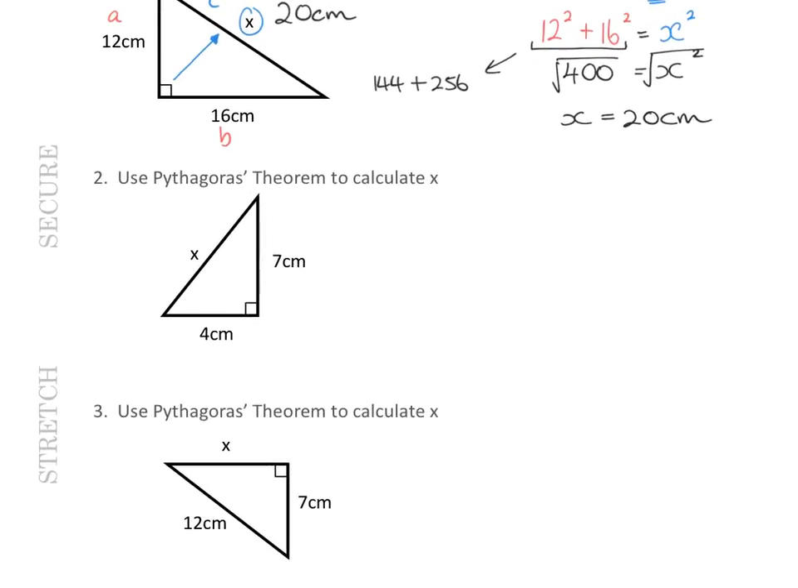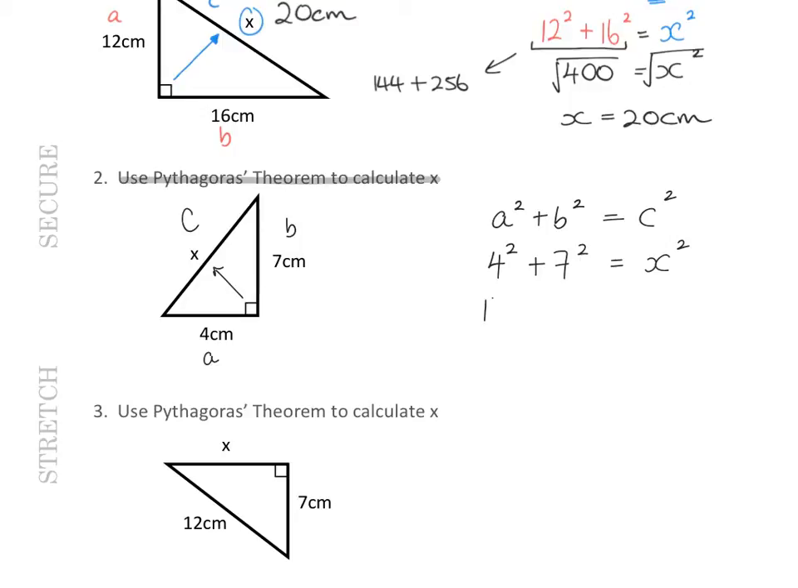Okay, moving on to question 2. There's less structure this time. It says use Pythagoras' theorem to calculate x. But we're still going to do it in the exact same order. I'm going to label c as opposite my right angle, and then a and b don't really matter. I've still got this formula that I'm going to use every time for Pythagoras. Now I can sub in: 4 squared plus 7 squared equals x squared.